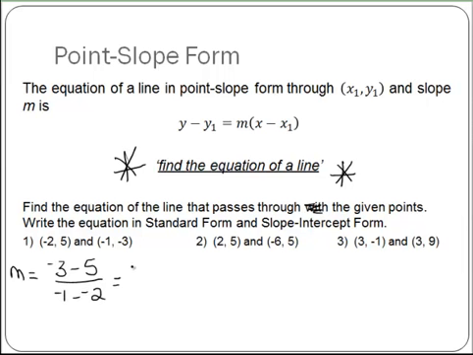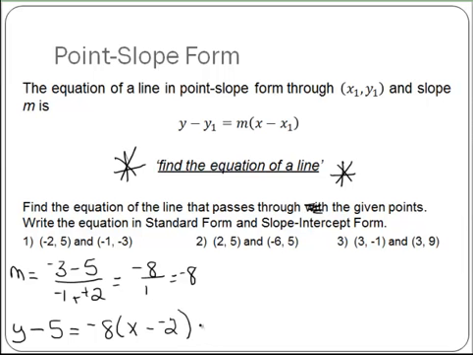So we end up with negative 8 over 1, or negative 8. So we have our slope. Now we use this formula. It does not matter which point you use. Y minus y1, I'll just use that first point, equals m times x minus x1.